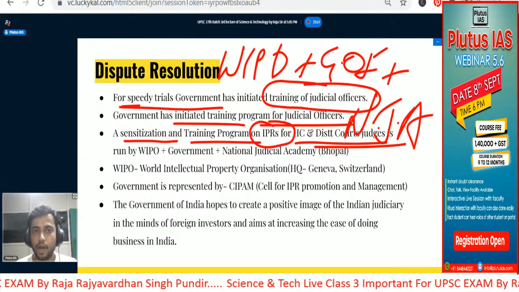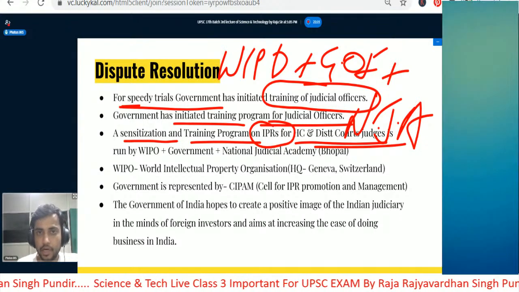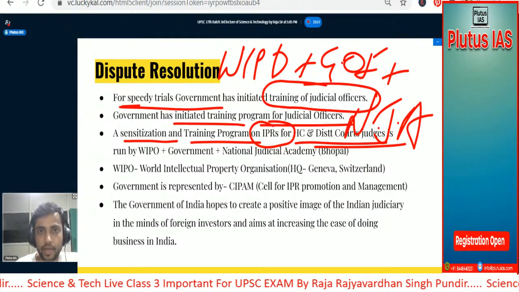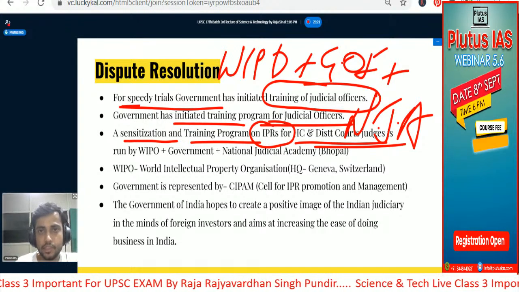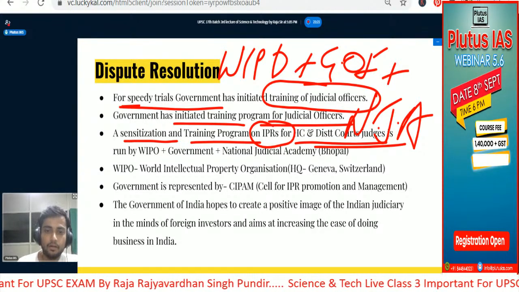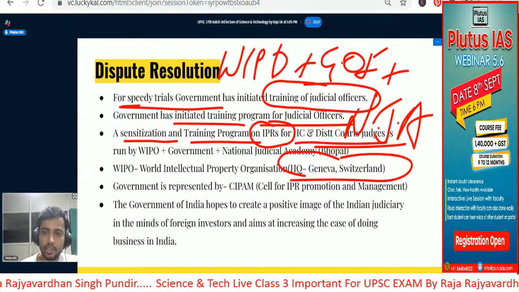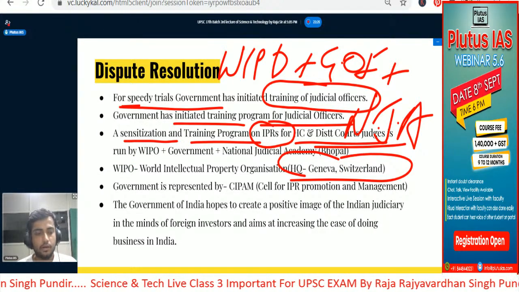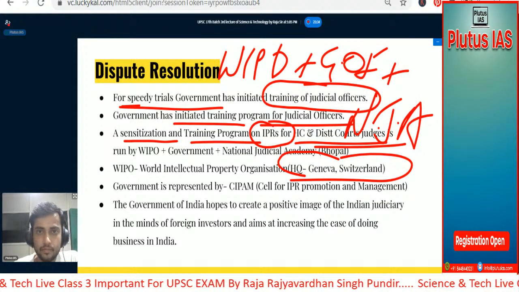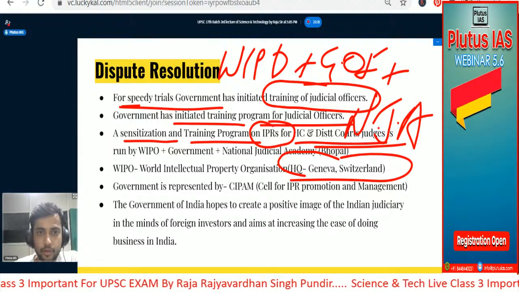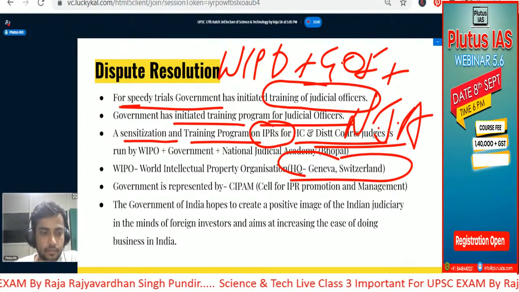So a joint program is run by these three agencies, where we have the World Intellectual Property Organization, the Government of India, and the National Judicial Academy, which is located in Bhopal. And the headquarters of WIPO is in Geneva, Switzerland. Does WIPO come under the United Nations? Is WIPO a separate body, or a body under the United Nations?